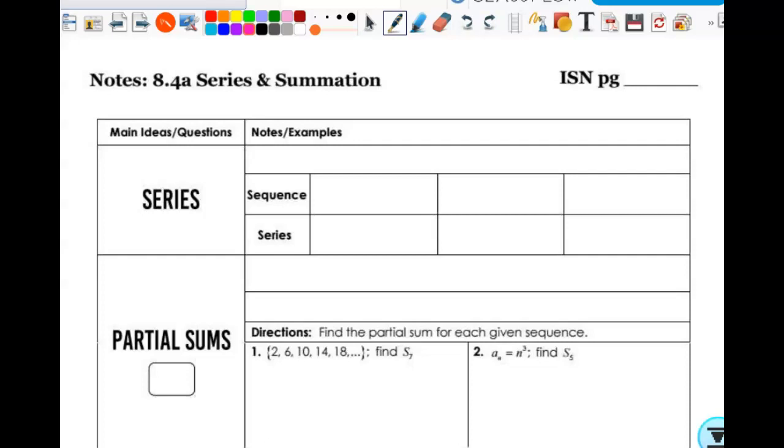So this is going on page 125 when we are done. We have talked about sequences. Today we are going to talk about series. Sequences and series go hand in hand.